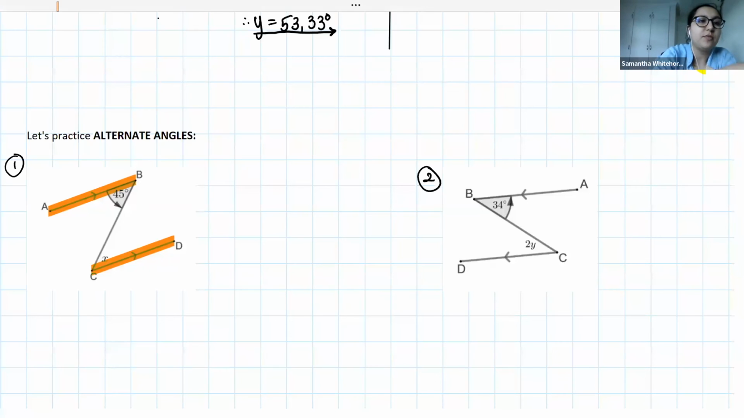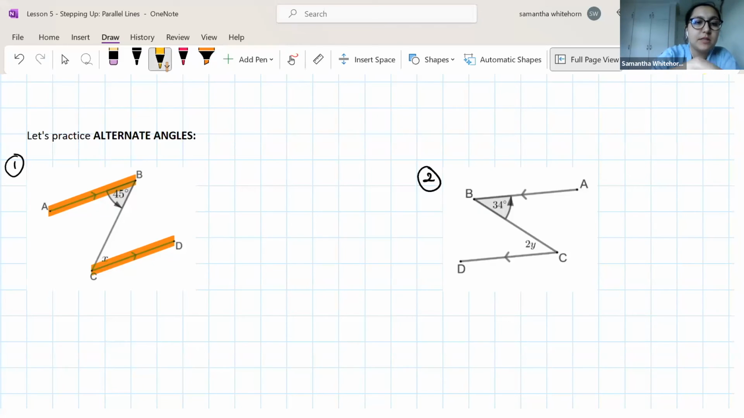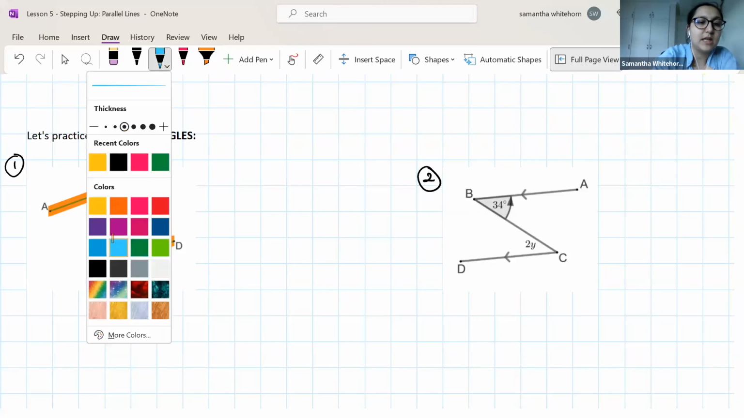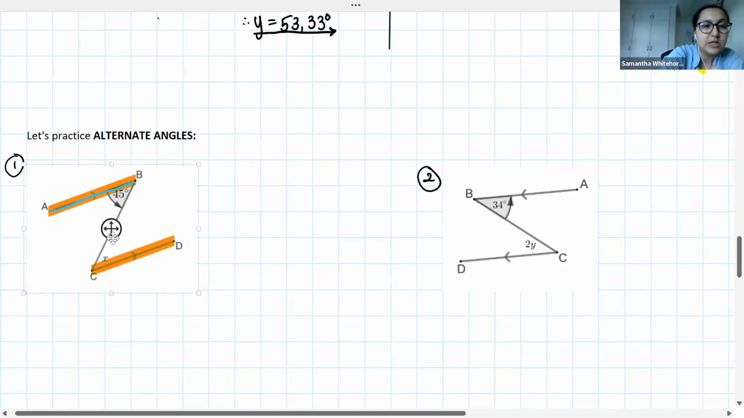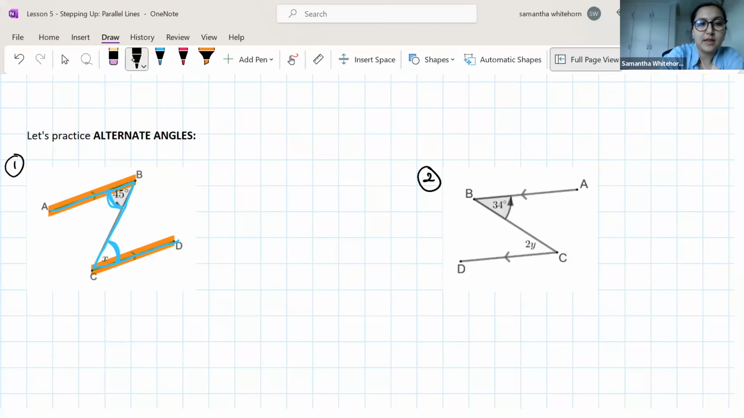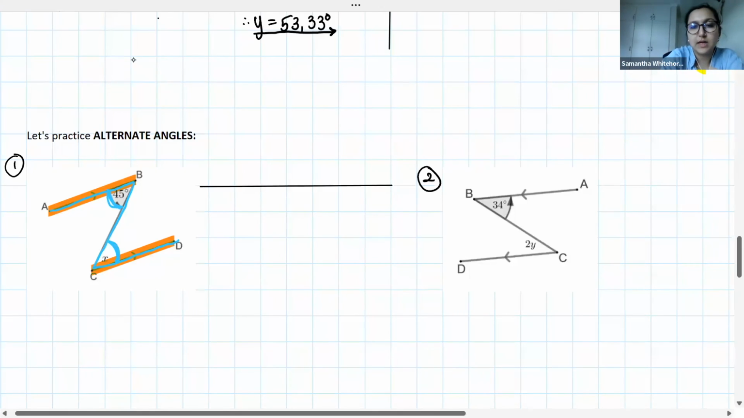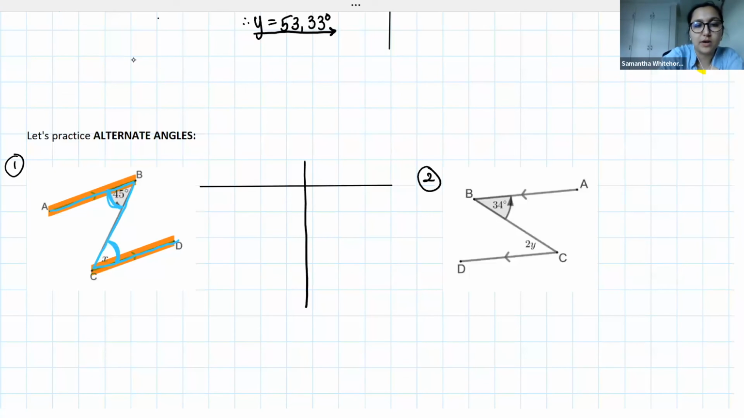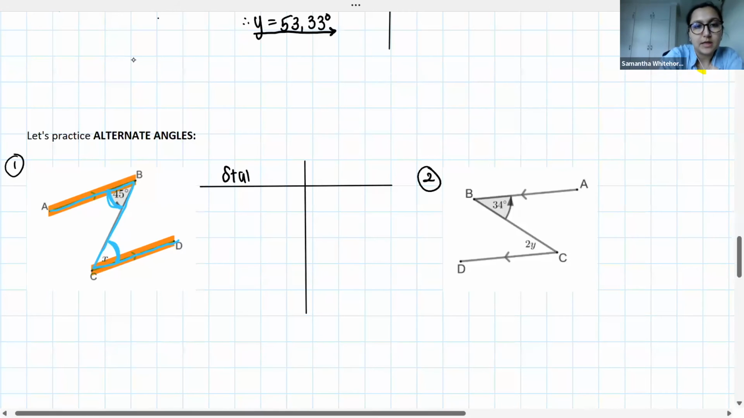I then look out for my F, U, and Z shapes. Here I can quite clearly see that it's going to be a Z shape that I'm looking at, because I can see that 45 and X are in alternate positions to each other. So now that I've taken 2 seconds to actually look at my diagram and see what information I have, I can start setting up my answer. I need to have a statement and I need to give a reason.